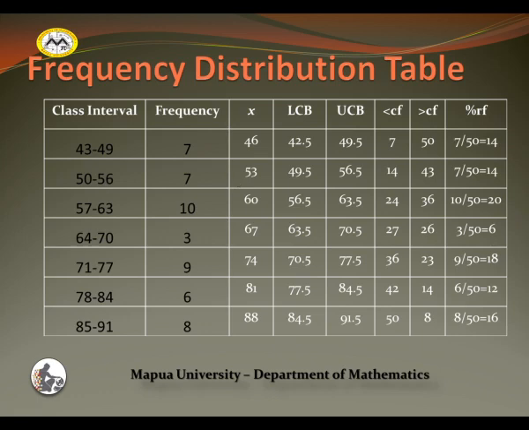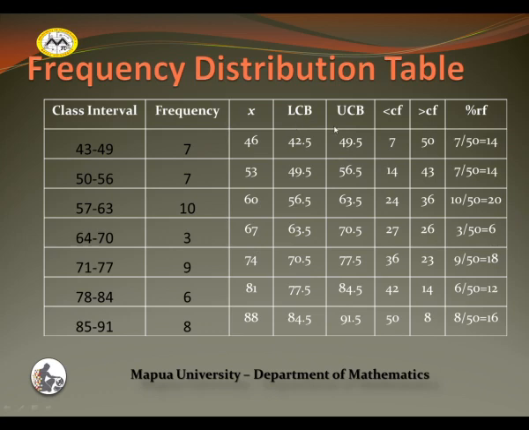There is another way to determine the class mark of the other class intervals. Upon getting the class mark of the first class interval, all you have to do is add the class size. Since the class size is 7, after getting the first class mark, just add 7. So 46 plus 7, 53 plus 7, 60 plus 7, 67, and so on. That is the easiest way to determine the class marks of the other class intervals.